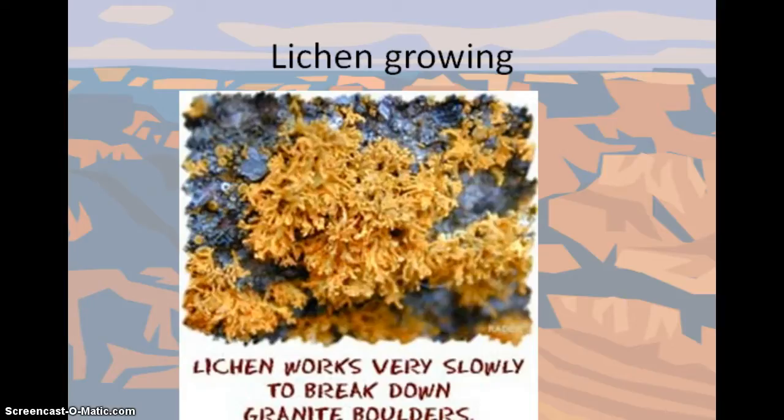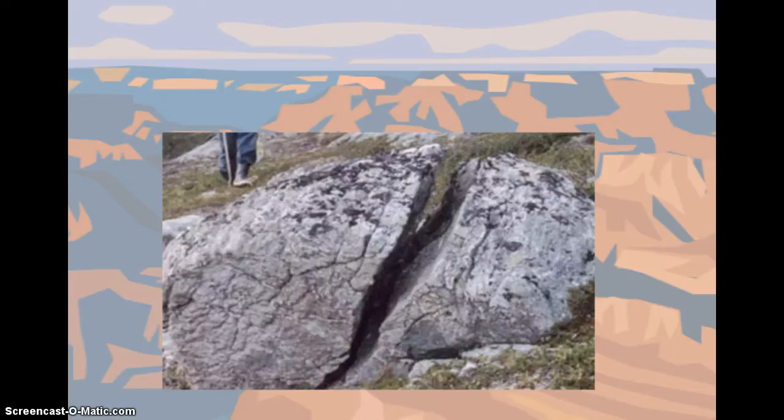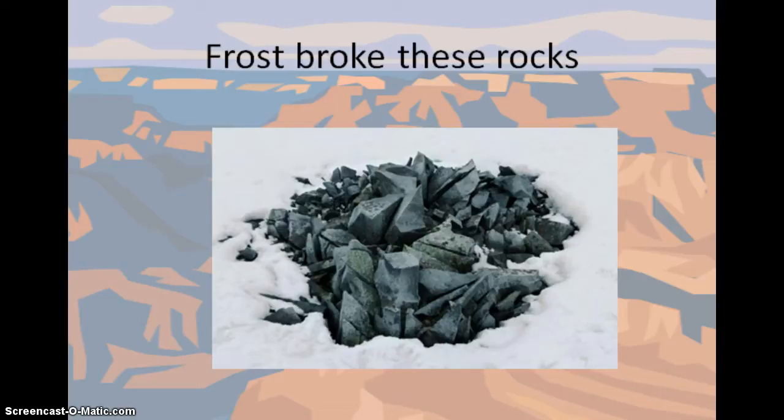This is just another great example. You can see some plant life around there. Some type of mechanical weathering where it actually crushed the big boulder. Frost broke these rocks. It used to be something bigger. And check this out. Do you see this tree stump? Is that wild and crazy?